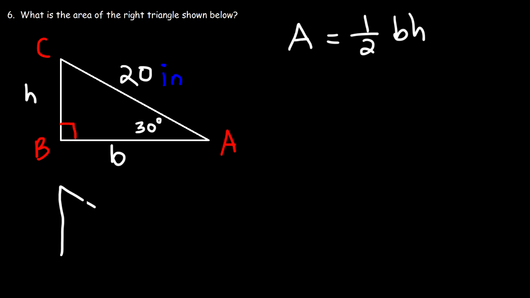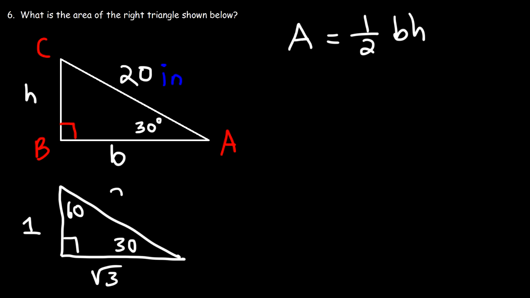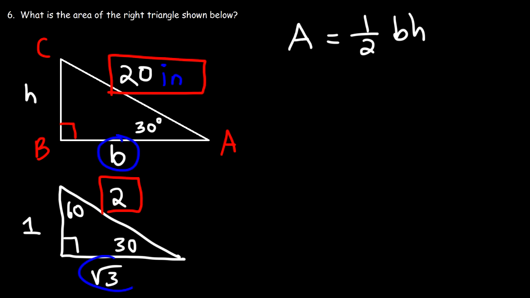In this problem, it helps if you know your 30, 60, 90 triangle, which we do. Or hopefully you do. But after this video, you should know it. So across the 30-degree angle, this is going to be 1. Across the 60-degree angle, it's the square root of 3. And across the 90-degree angle, it's 2. And so what you can do is solve for B and H by using similar triangles. 20 corresponds to 2, and B corresponds to the square root of 3.